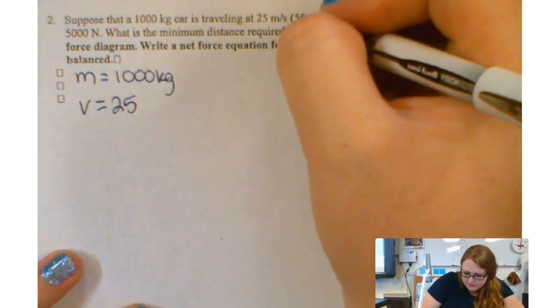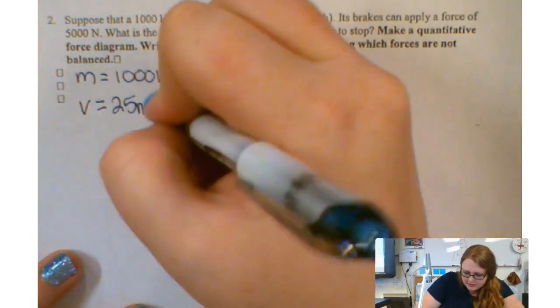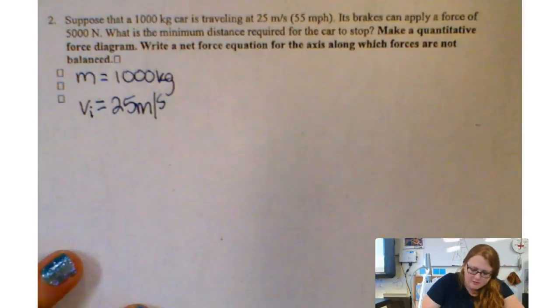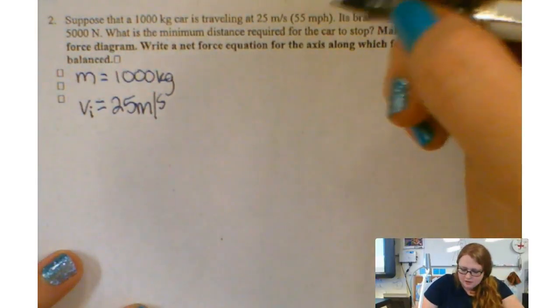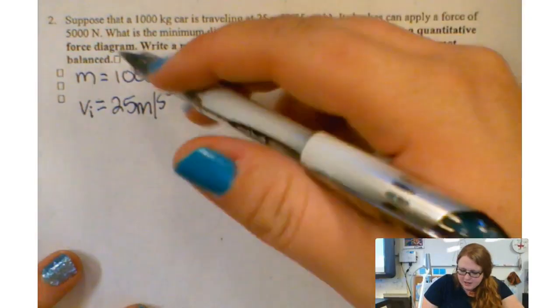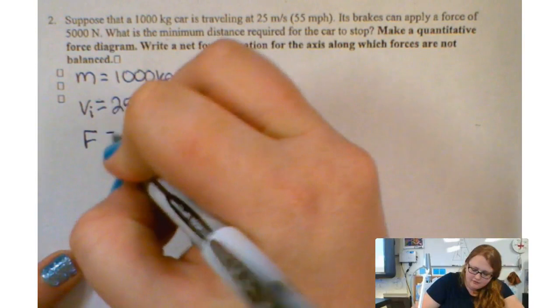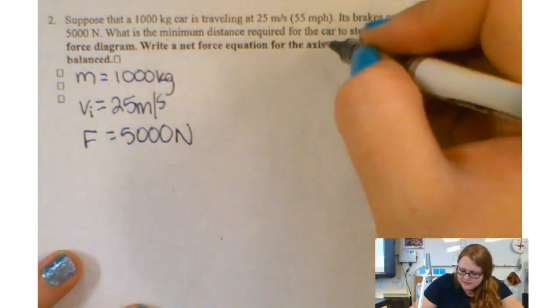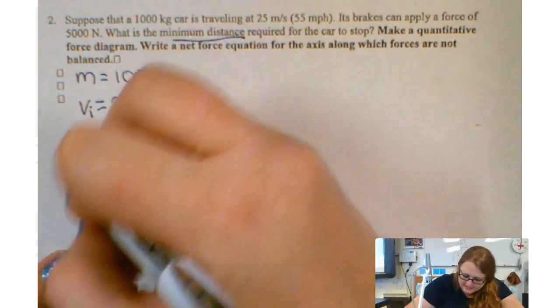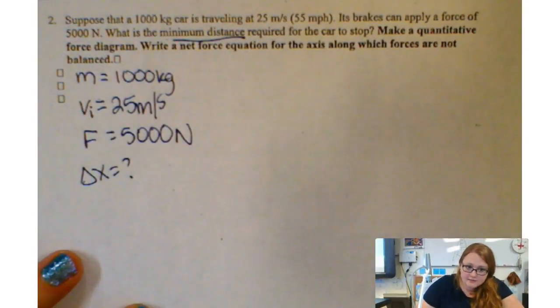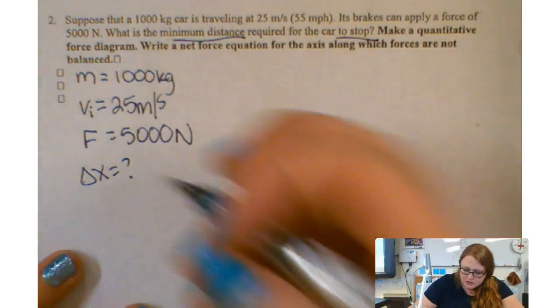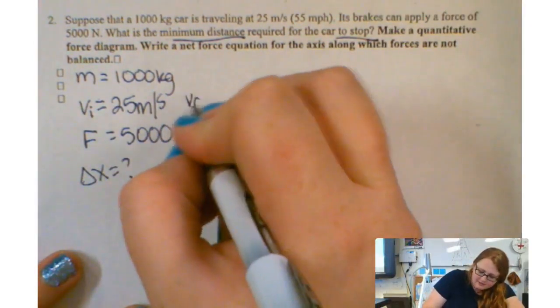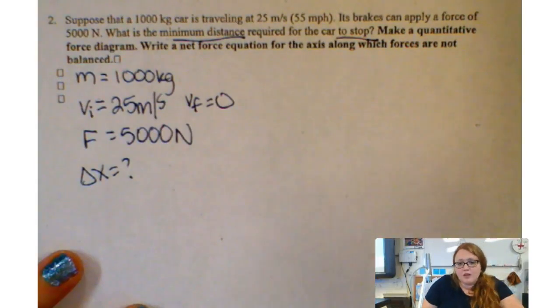Speed may or may not be important. 25 meters per second. So if I come to a stop, that must be my initial speed. So its brakes can apply a force of 5,000 newtons. So I'm just going to write F equals 5,000. What's the minimum distance? So it's asking me to find delta X for the car to stop. If it's going to come to a stop, that must mean that the final velocity is going to be 0.